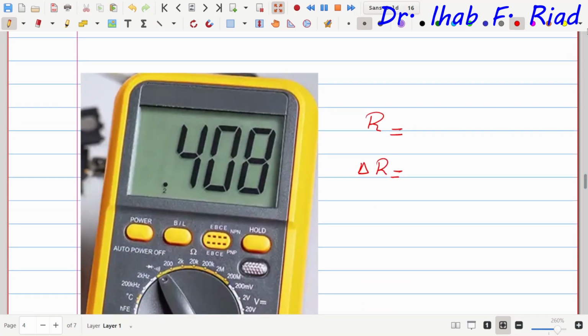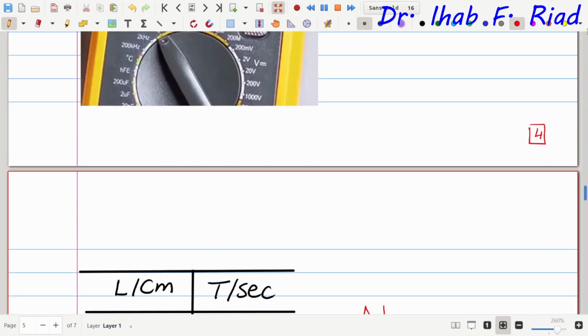Let us try it over here. We have a measurement of 408 ohms. What is the absolute uncertainty delta R in this measurement? It is 1 unit of the least significant figure. This is the least significant figure, so it is going to be 1 ohm. This measurement is uncertain by 1 ohm. I hope this is clear for you.